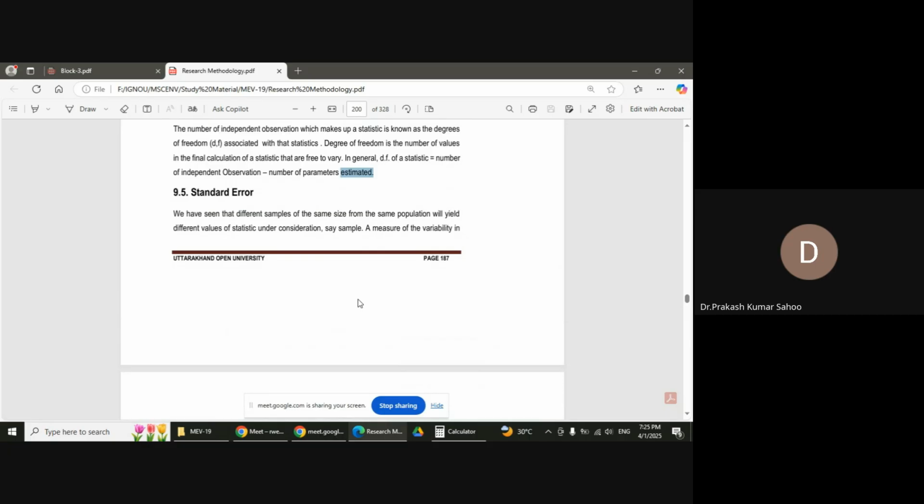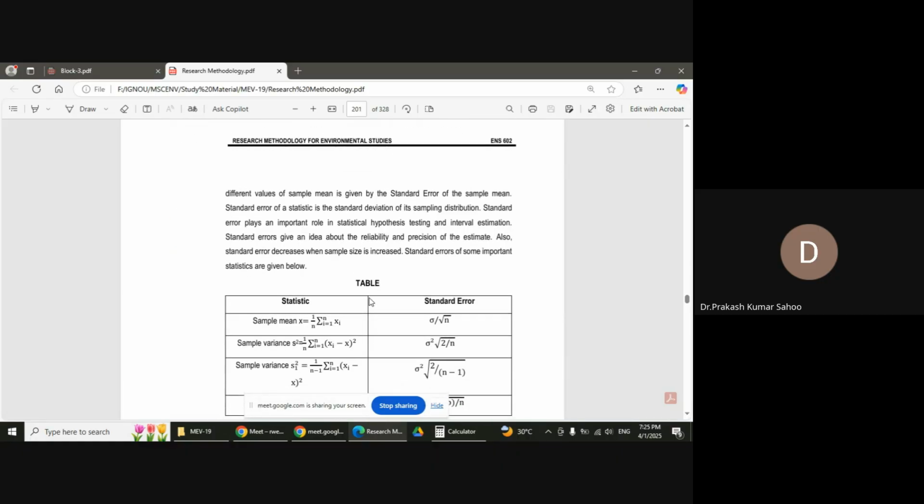Standard deviation, sorry, standard error. We have seen that different samples of the same size from the population will yield different values of the statistic under consideration. A measure of the variability in different values of a sample mean is given by the standard error of the sample mean. Standard error of a statistic is the standard deviation of its sampling distribution. Standard error plays an important role in statistical hypothesis testing and interval estimation. Standard error gives an idea about the reliability.